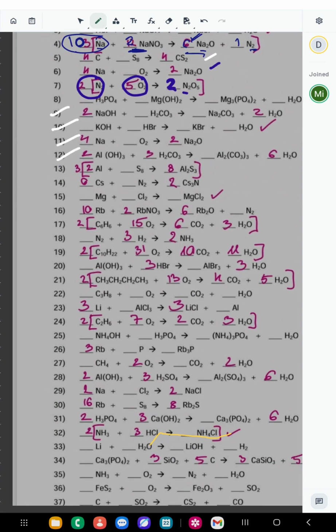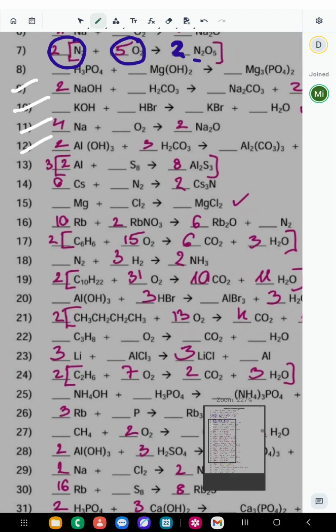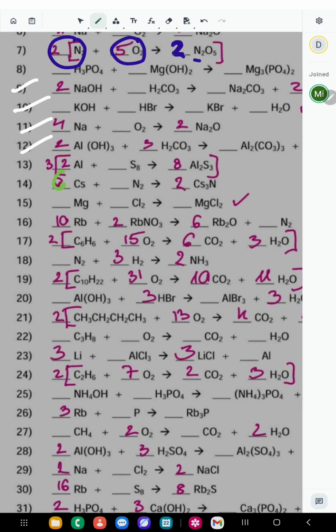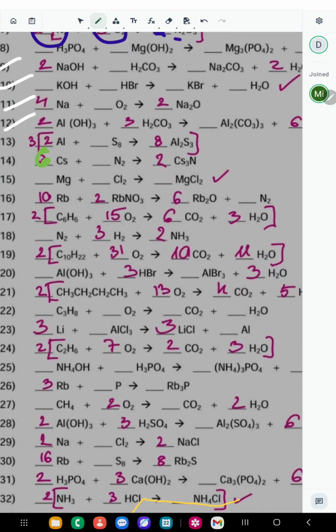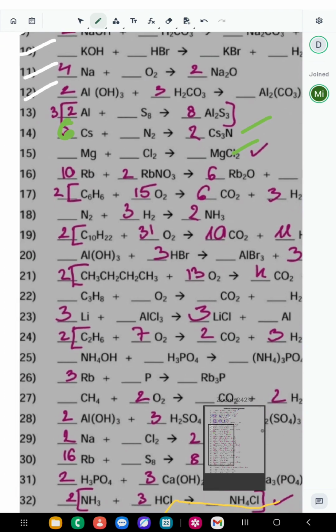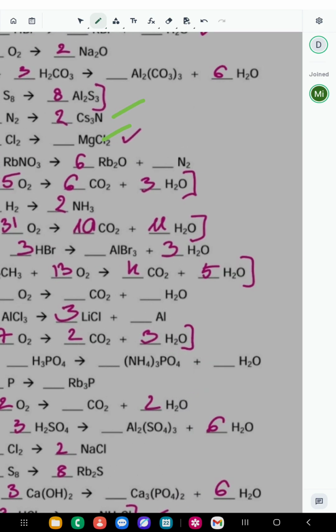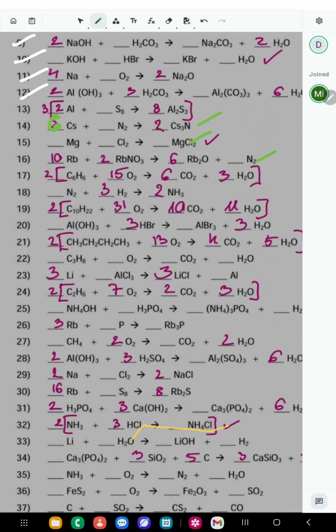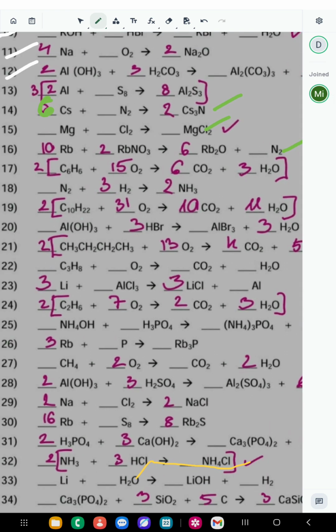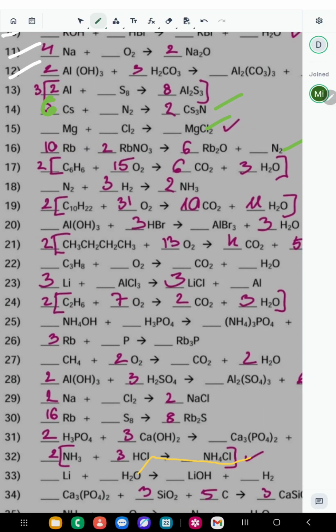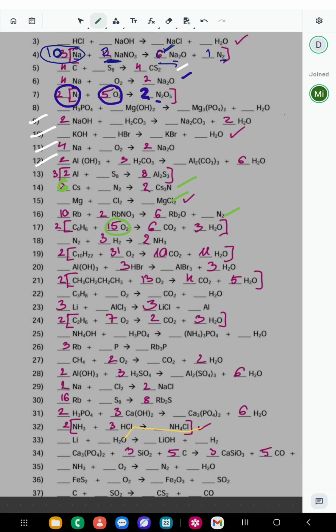Number 14. 6 Cs? 6 cesium. Okay, that should be 6. And then this one is correct, this one is correct. Then 10 rubidium, 2, 6. Okay, this one is correct. Now number 17. I'm worried because there is a bracket. Okay, you have 2, 15. This is correct. The 15 here is correct. The rest, no. So what happened? I want to know.